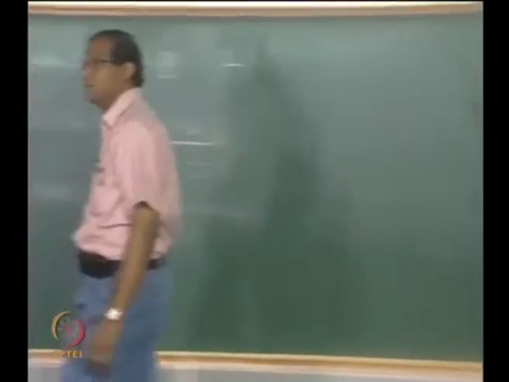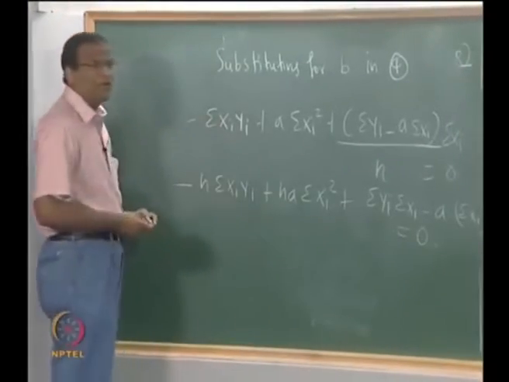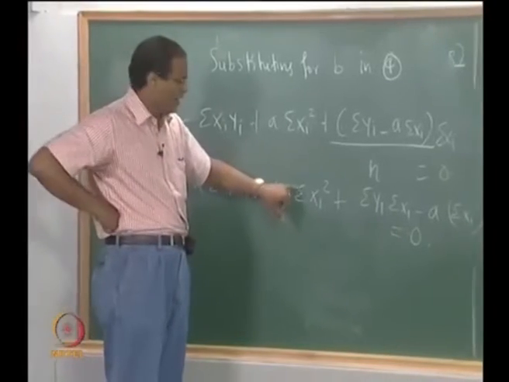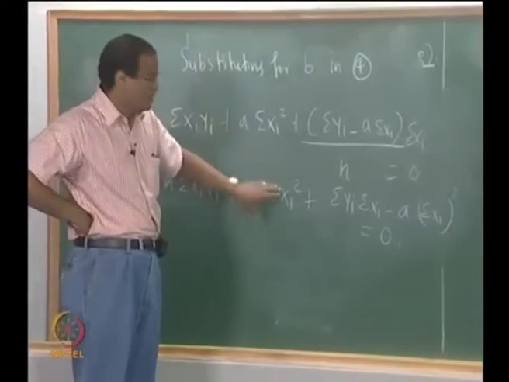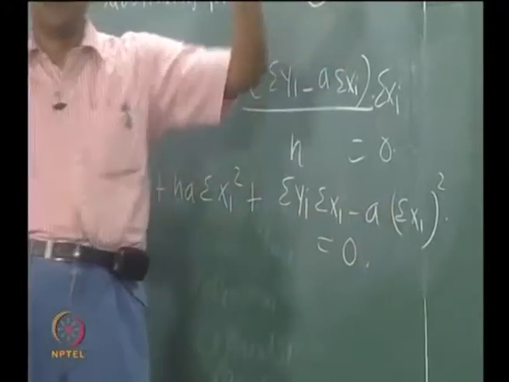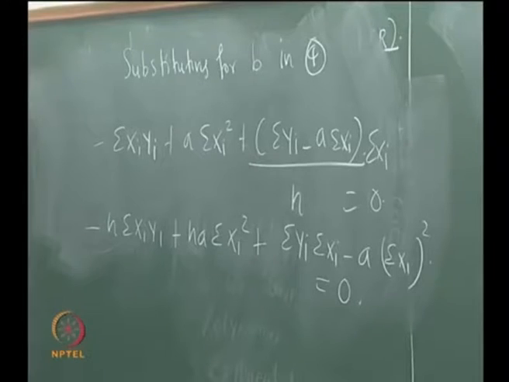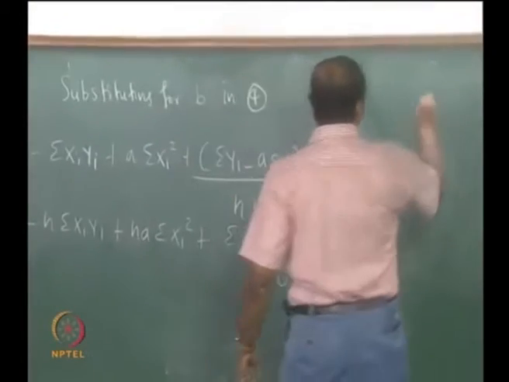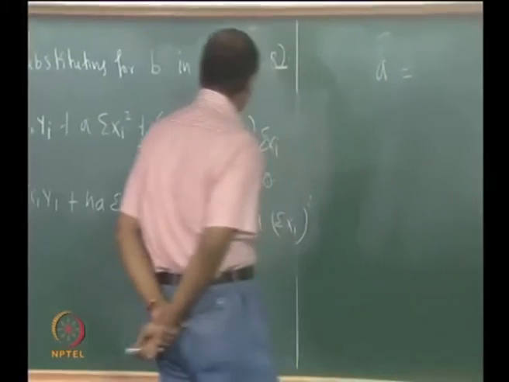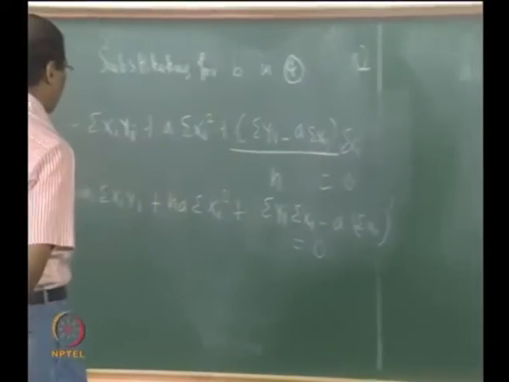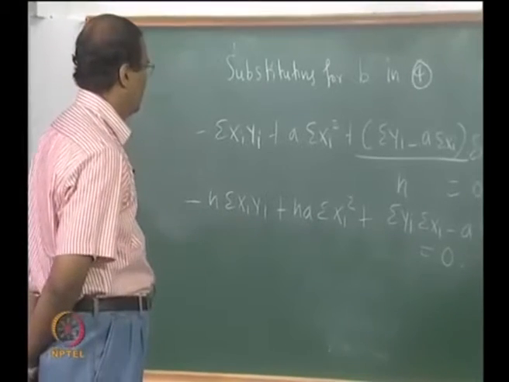Please note, please look at the board carefully. Sigma xi squared is far different from sigma xi square, huh? Okay, I hope you are able to get the difference. Okay, so A equal to, please tell me.